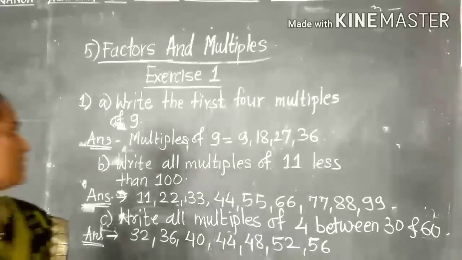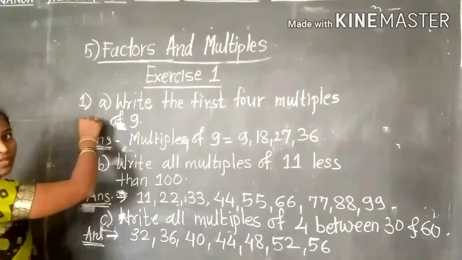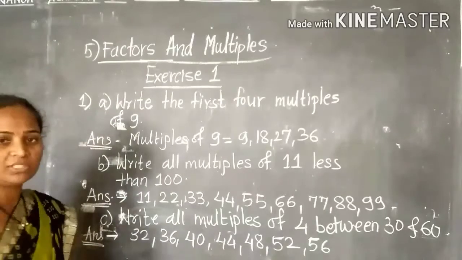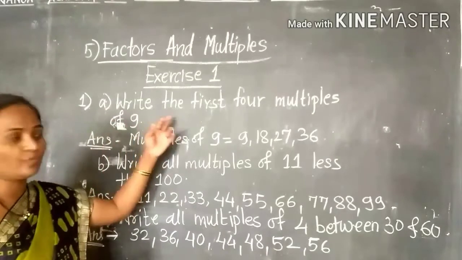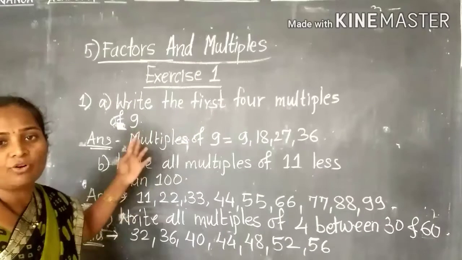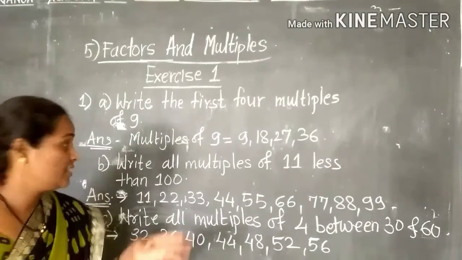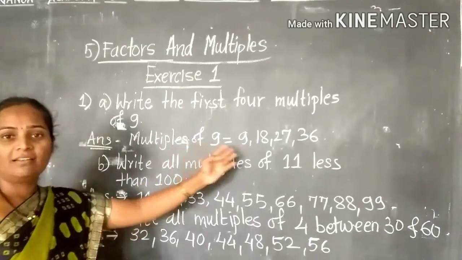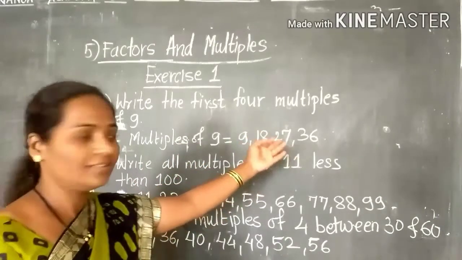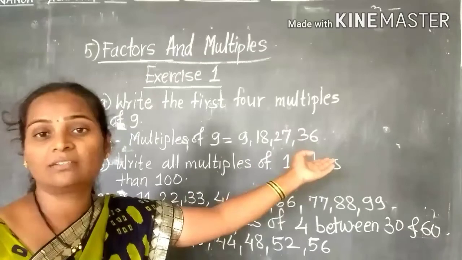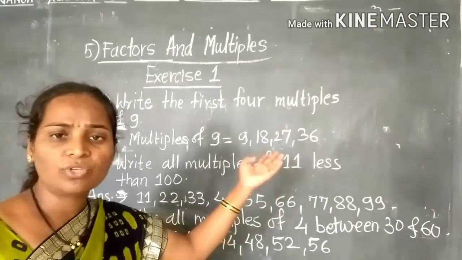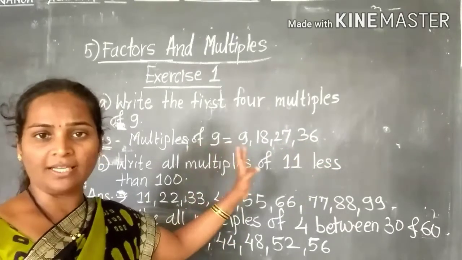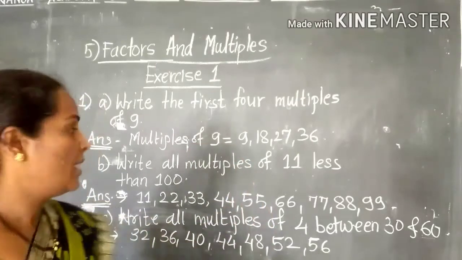Let's see exercise number 1. You have the first question: write the first 4 multiples of 9. It is very simple. You should write the multiples of 9: 9 2s are 18, 9 3s are 27, 9 4s are 36. In this way, you should write the multiples of 9. This is your first question's answer.